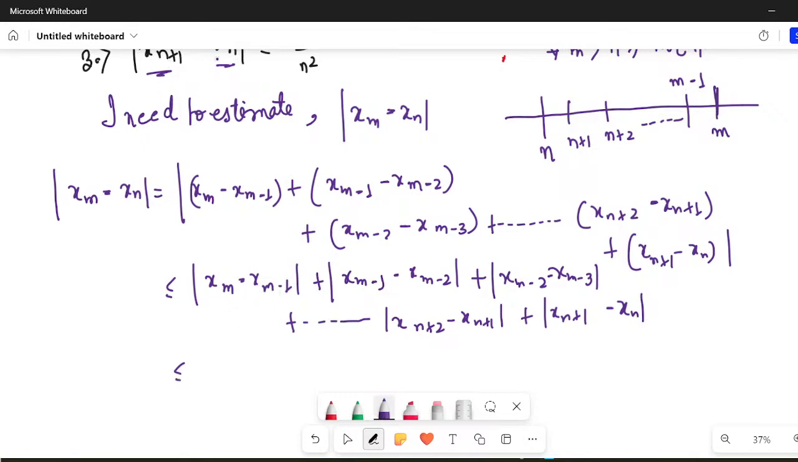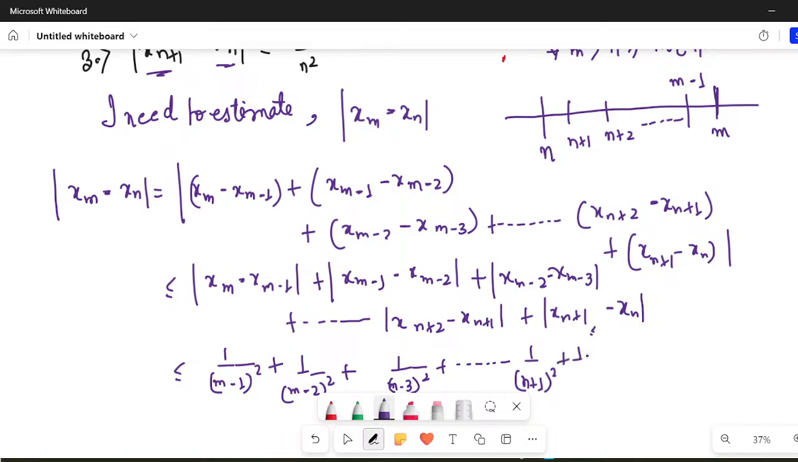So if I'm writing x_{n+1} minus x_n, it is less than or equal to 1 upon n square. So it will be less than or equal to 1 upon (m−1) whole square. This would be less than 1 upon (m−2) whole square. This would be less than 1 upon (m−3) whole square, and so on. This would be less than 1 upon (n+1) whole square, and this particular thing would be less than or equal to 1 upon n square.